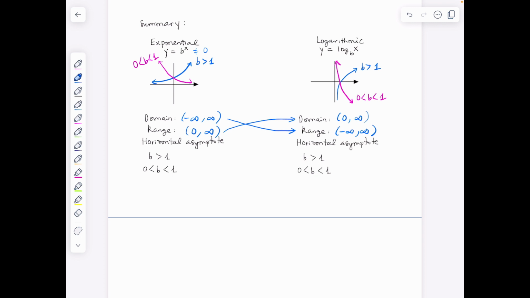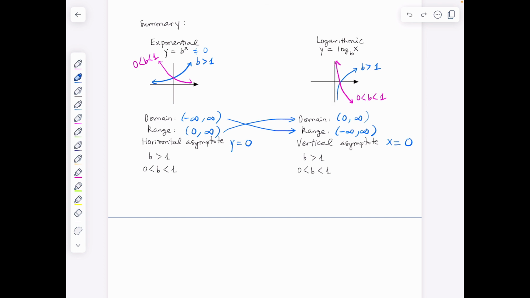The horizontal asymptote for the exponential function is y equals 0, this horizontal line here. And the logarithmic function actually doesn't have a horizontal asymptote. It has a vertical asymptote instead. That vertical asymptote is x equals 0, this y-axis right here.